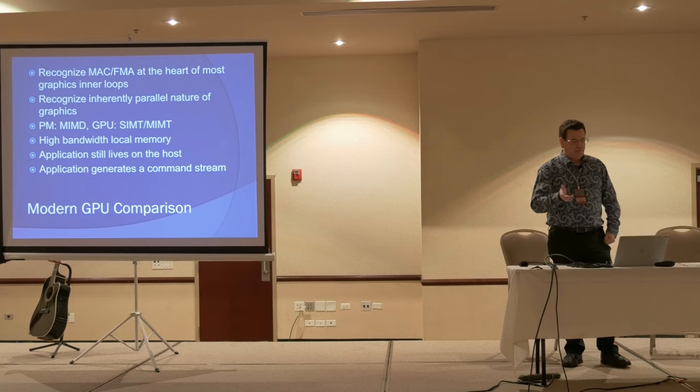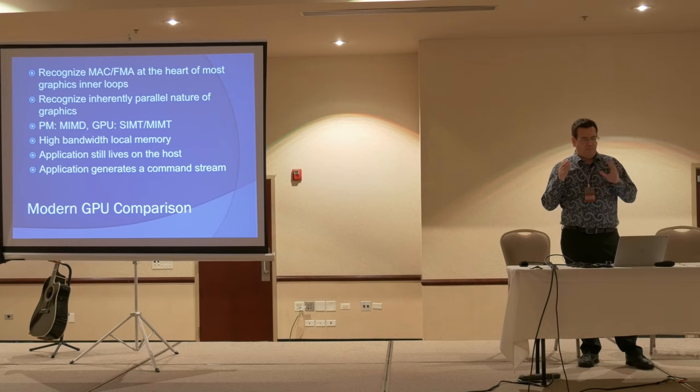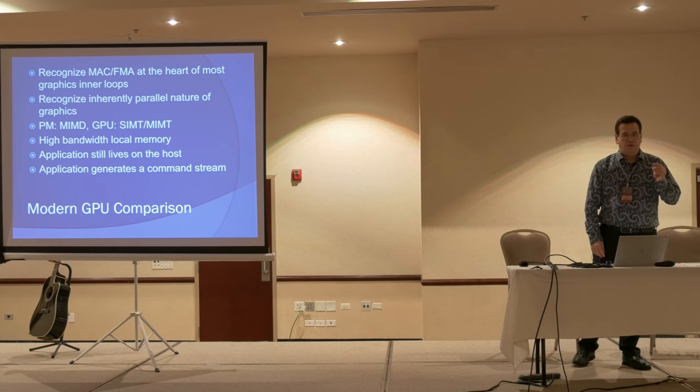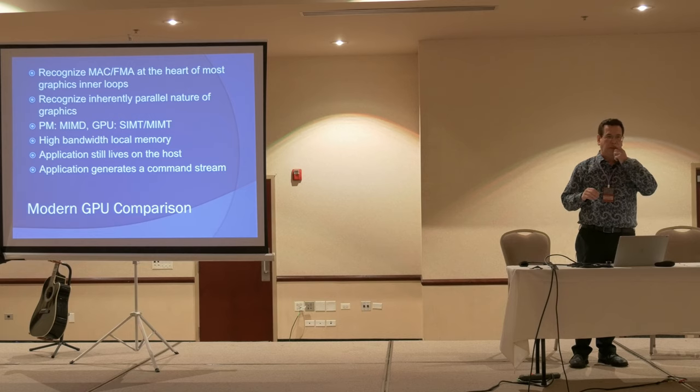So compared to modern GPUs, I've been mentioning some of the similarities all along, but a modern GPU recognizes that the multiply accumulate, or in NVIDIA parlance, a fused multiply add, is at the heart of a lot of the inner loops of graphics computation, so that's the operation you need to go fast. It also recognizes the inherently parallel nature of graphics applications, and that's why they have that big parallel grid array where all the memory is hanging out.